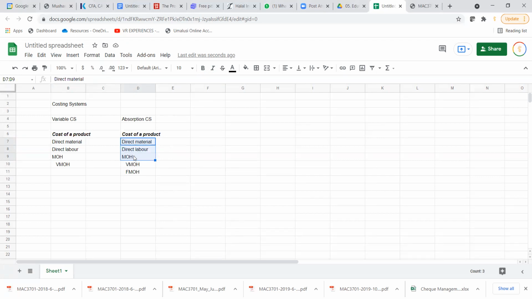But ultimately, the base thinking is to tell yourself the cost of a product is made up of three things: direct material, direct labor, and manufacturing overheads. Then tell yourself manufacturing overheads are made up of two types, variable and fixed. For absorption, it is both variable and fixed. For variable, it is only variable manufacturing overheads. So that's important when it comes to the cost of a product.